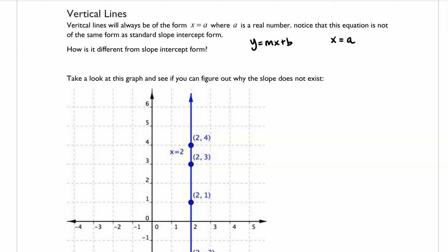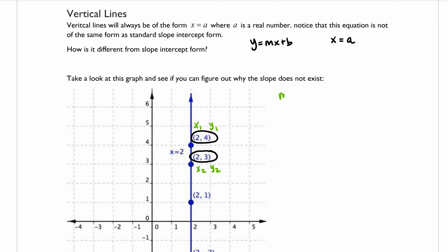So let's take a look at the graph and see if we can't figure out why that is. So I'm going to choose 2 points. We have the point here 2, 4, and another point 2, 3. So I'm going to go ahead and label those. So I'll call this one x1, this one y1, x2, and y2.